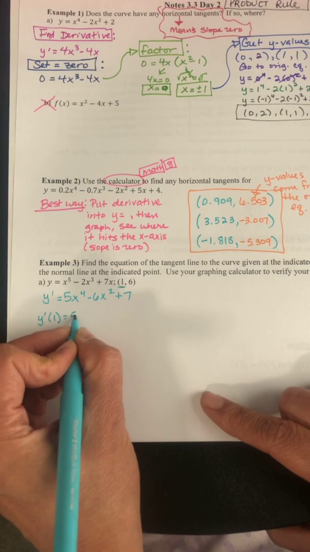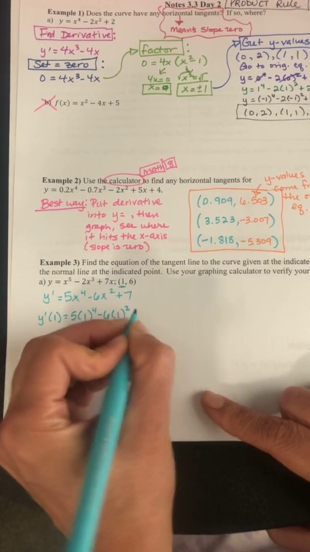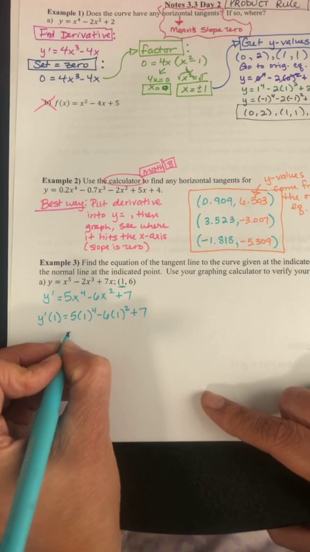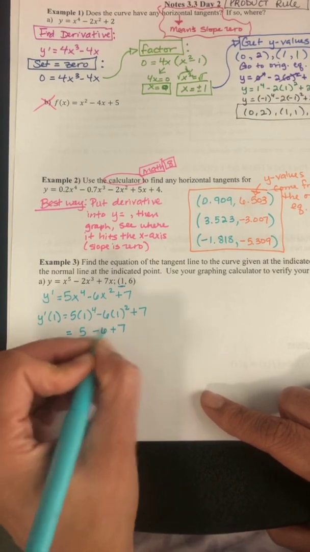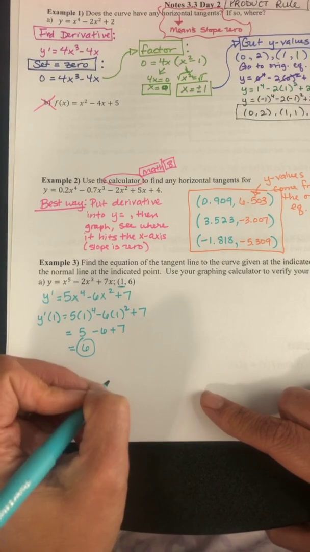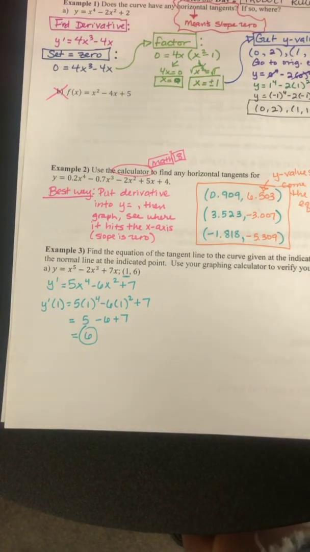So we'll have 5 times 1 to the fourth minus 6 times 1 squared plus 7. So that equals 5 minus 6 plus 7. 5 minus 6 is negative 1. Negative 1 plus 7 is 6. So there's our slope. So now we have enough information to write the equation of the tangent line.